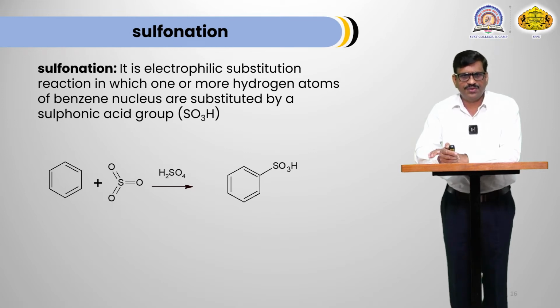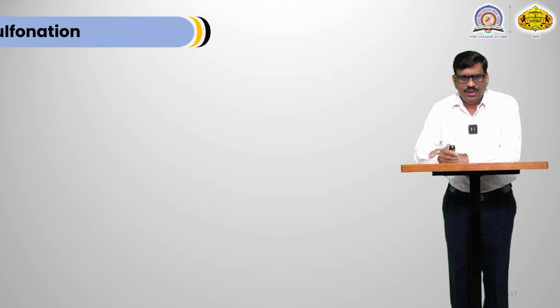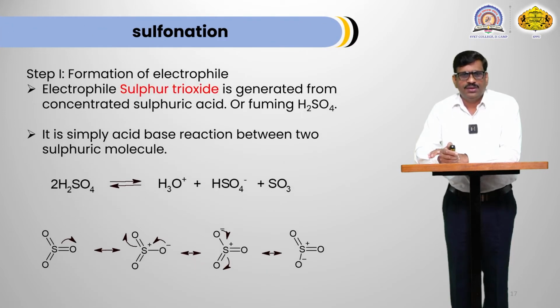If you see the structure of sulfur trioxide, it does not have any charge, but we know that oxygen is an electronegative atom, and that's why oxygen pulls the bonding electron pair towards itself. There are three oxygen atoms, so all electrons are pulled towards the oxygen, and that makes the sulfur atom electron deficient. Now, step first is formation of electrophile.